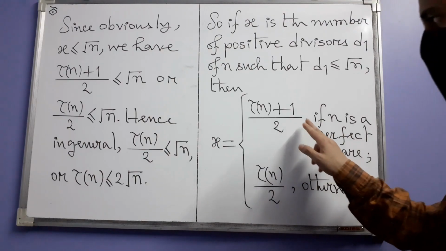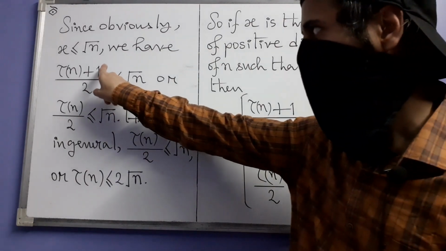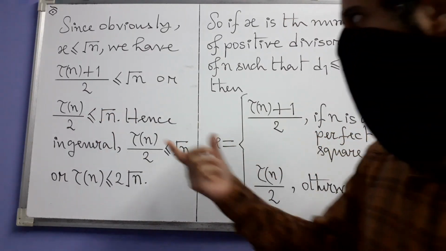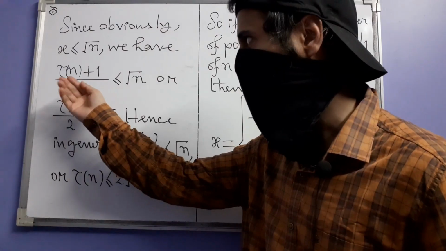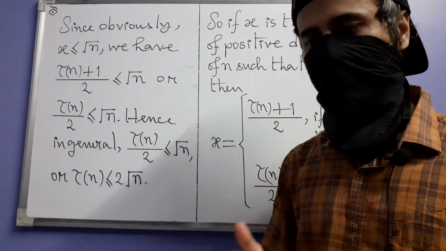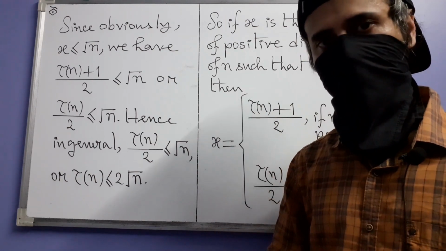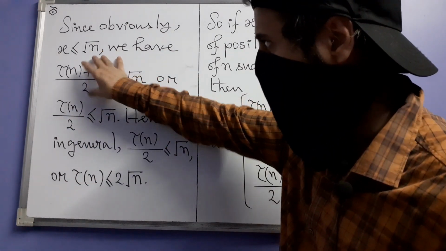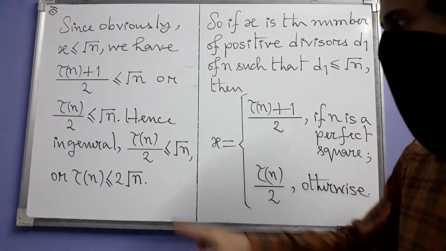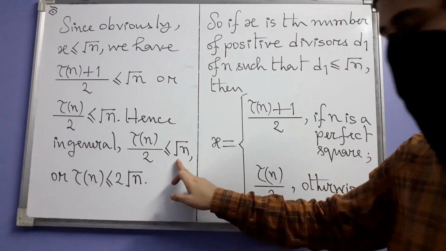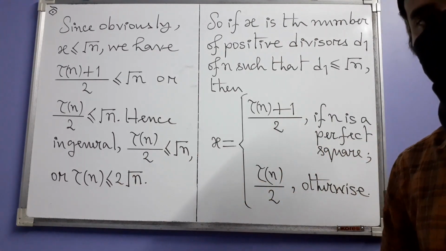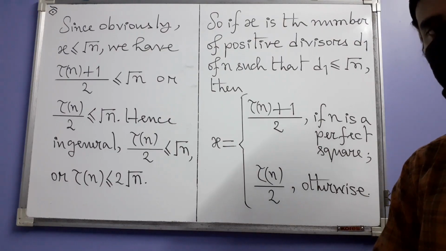And that means that depending on what the case is, either you have this or this. Now note that even when you have this, it is a little greater than tau of n divided by 2. By how much? By 1 over 2. So even in this case, this quantity is still less than or equal to root n. So in general, this is less than or equal to root n, or tau of n is less than or equal to 2 root n. So that's how you have this inequality established.